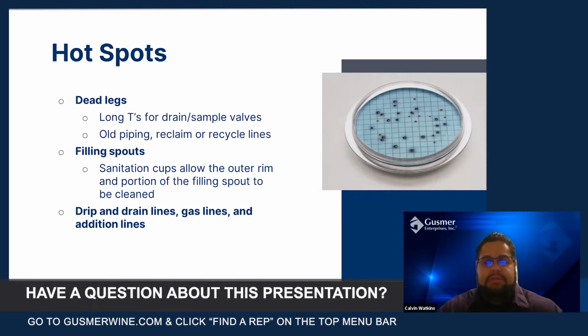Again, hot spots, dead legs, dead legs, dead legs. We said it a few times now. So just spots in the process that don't get the sanitation chemicals or water. Long tees, old piping, reclaim or recycle lines. Filling spouts, so you can spray the spouts and valves, or you can use sanitation cups. Drip and drain lines, gas lines, and addition lines are also spots of concern.